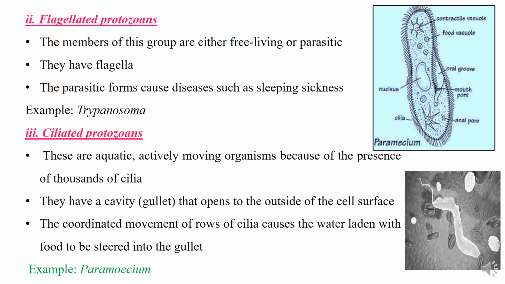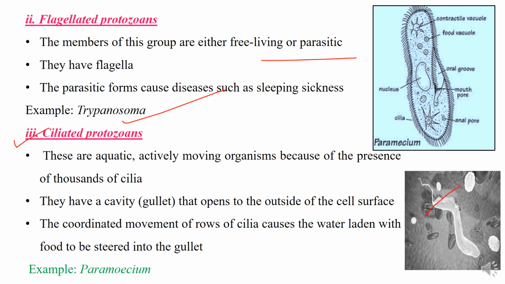After amoeboid protozoans, we have the flagellated protozoa, the name itself indicating that they have flagella. Here in this picture you can see the flagella. So flagellated protozoans are either free living or parasitic, and they have the flagella. Parasitic forms generally cause diseases. Example, Trypanosoma, which causes African sleeping sickness. Very important question: African sleeping sickness is caused by which of the following parasites? Trypanosoma.